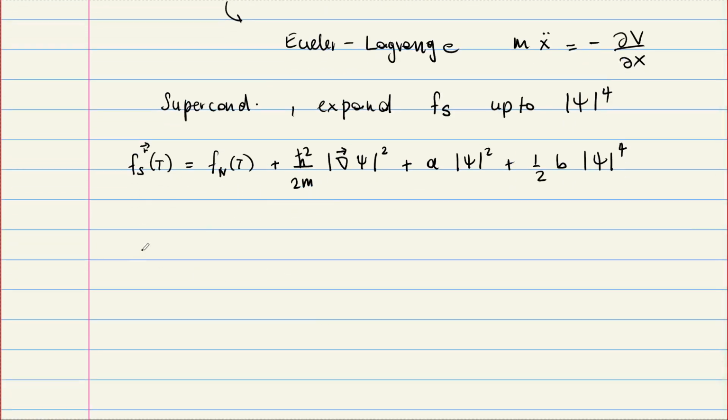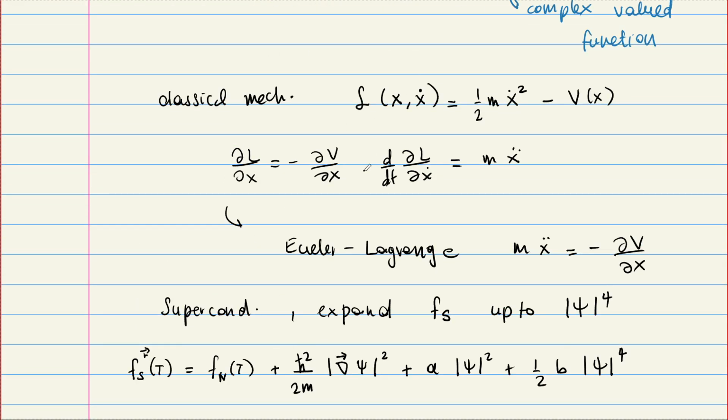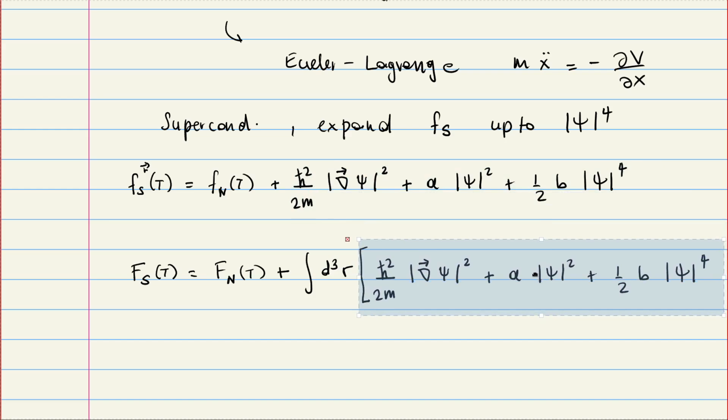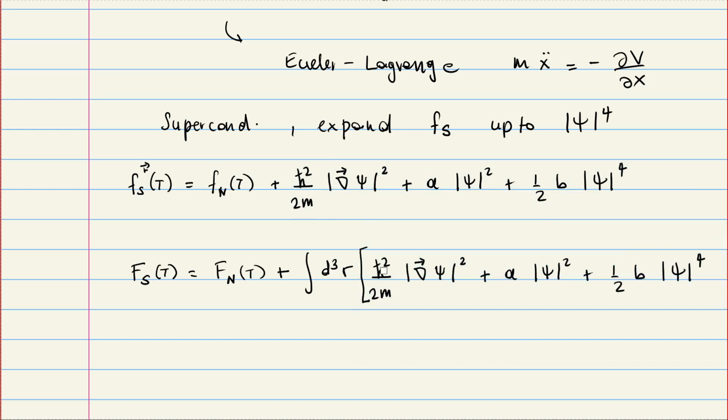Therefore, if this is the free energy density, exactly like a Lagrangian density, we can find the free energy by integrating. So F superconductor, again it is a function of T, but at some point I'm going to stop writing that. There is this constant F normal T plus the integral over all space d cubed r, and you need to plug this in.